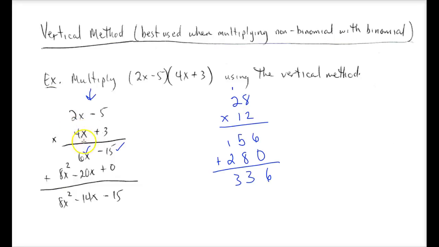So now since we need to go to this term, 4x, we put a plus 0 there. And now 4x times a negative 5 is a negative 20x. And 4x times 2x is a positive 8x squared. And then from that point, we just add. Negative 15 plus 0 is negative 15. 6x minus 20x is negative 14x. And 8x squared just by itself gives you 8x squared. So you see that that works the same way.